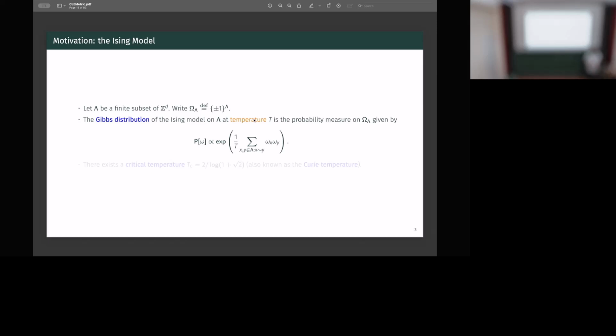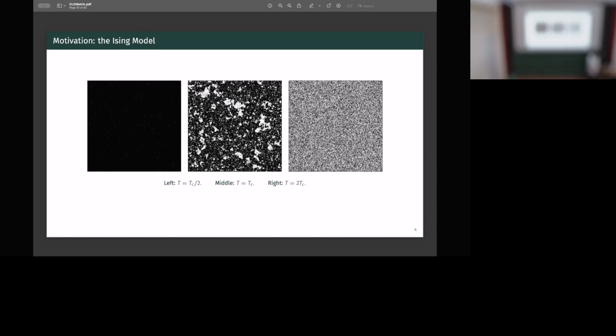Its probability, its law, is given by this formula, which depends on a parameter T, which is called the temperature. And so there's a phase transition. There's a critical temperature, also known as the Curie temperature. So for all temperatures below the critical temperature, as you can see, there are actually some white dots.